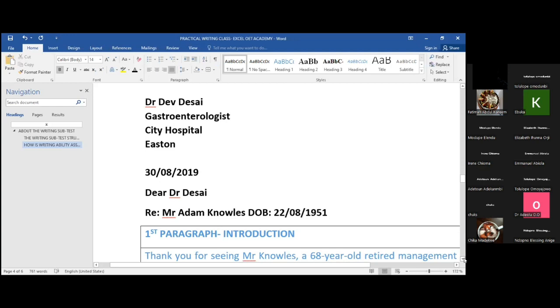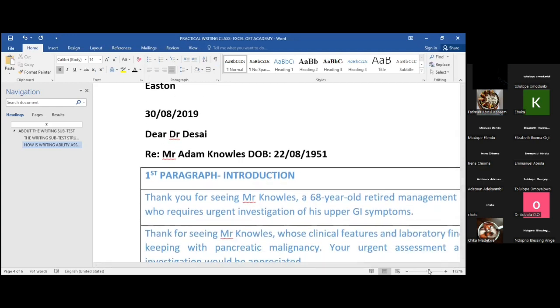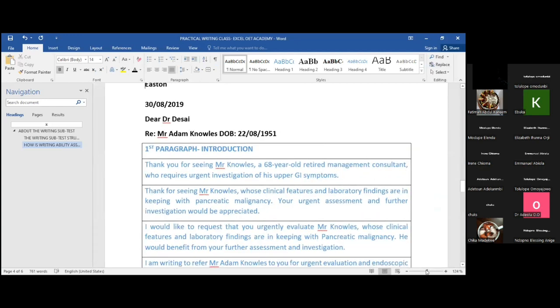Now, how do you write this introduction so that it will make a lot of sense? All right. So let me just reduce this a little. I hope people can see it. You can zoom in from your screen or from your phone so that you can see it properly. Now, look at the first way I wrote this. Remember, we already know that this patient has pancreatic malignancy, and it's an urgent referral. Now, this is the first one I used. I said, thank you for seeing. It's one of the ways you can use to write a referral letter in OET.